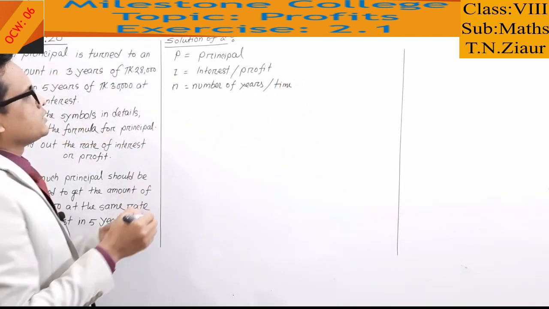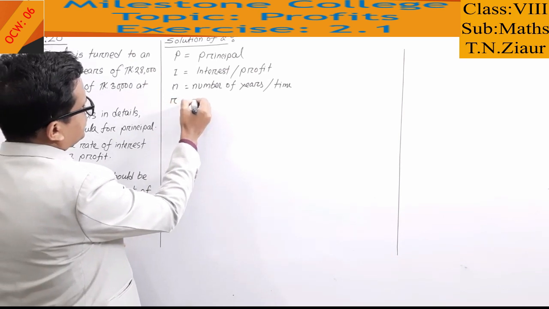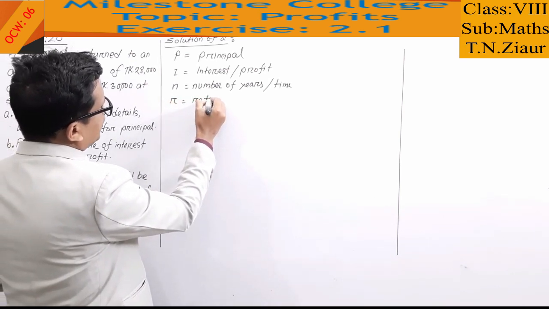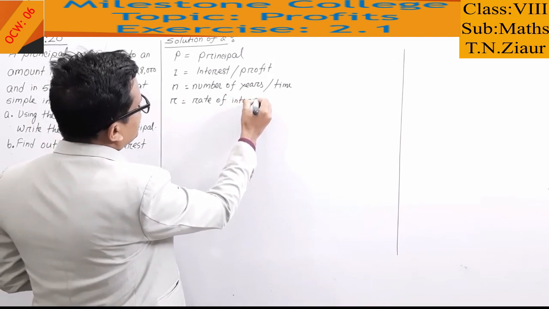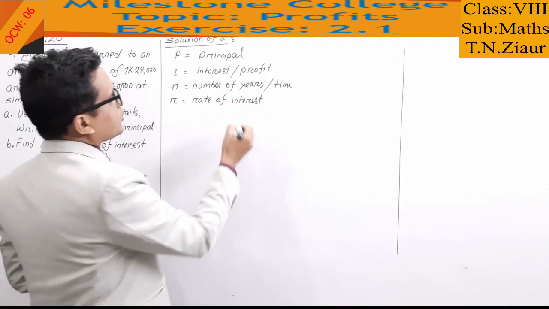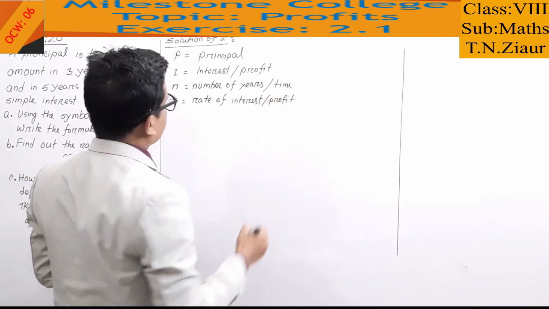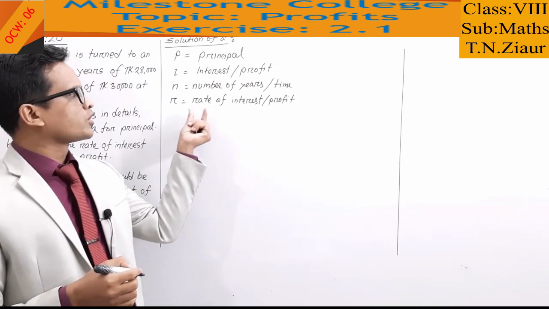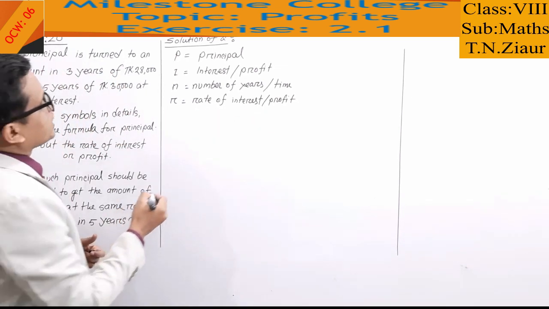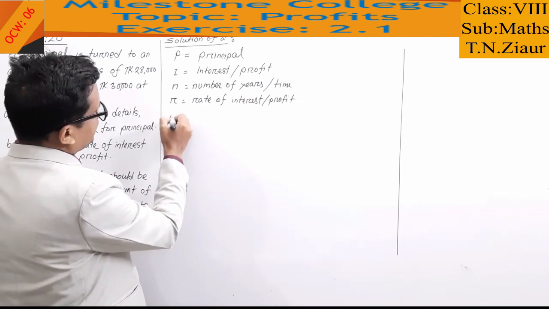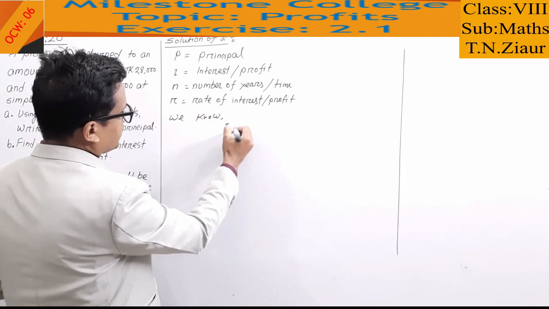Okay, then R is equal to what? R is equal to rate of interest or profit. R is equal to rate of interest or rate of profit, or profit percentage, that means. Okay, so we have to know the formula, that means I is equal to what?